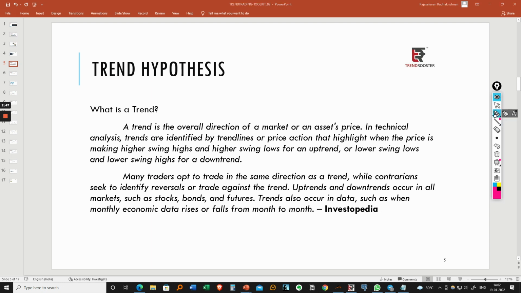Trend hypothesis. What is a trend? According to Investopedia, a trend is the overall direction of a market or asset price. In technical analysis, they use the trend line or swing low and swing high to measure trends. Many traders follow the trend. Some people will be contrarian to seek the reversal against the trend. But one thing I wanted to mention here: trend is lagging. Trend is lagging.